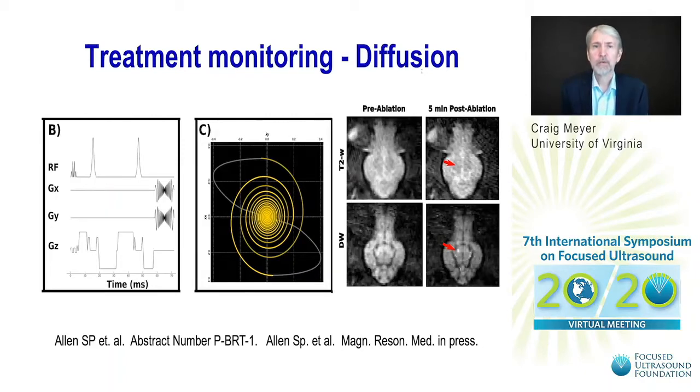Diffusion imaging in the transducer is a hard problem. Stephen Allen has developed the spiral pulse sequence on the left, as well as a motion compensated image reconstruction method. This enables in vivo diffusion imaging. Stephen will present this work at the symposium. You can see on the right that the T2 weighted image doesn't show the lesion 5 minutes post-ablation, whereas the diffusion weighted image shows it well.